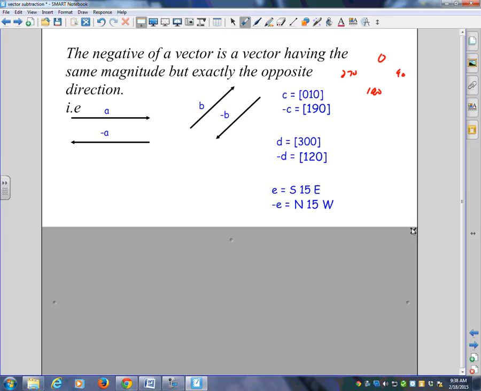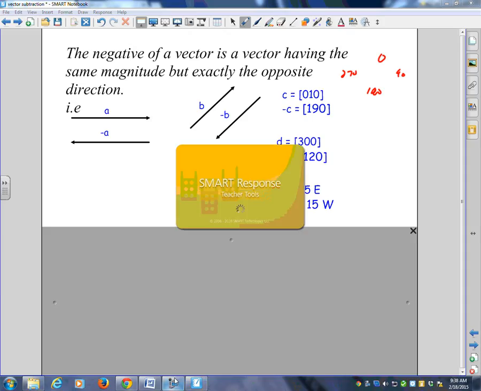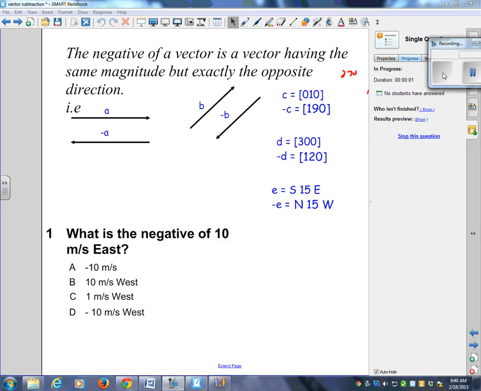Okay. Karen, can you get the clickers out over there? Go get a clicker. Stand up. I've talked to you about vectors and the opposites. So what's the negative of 10 meters per second east?